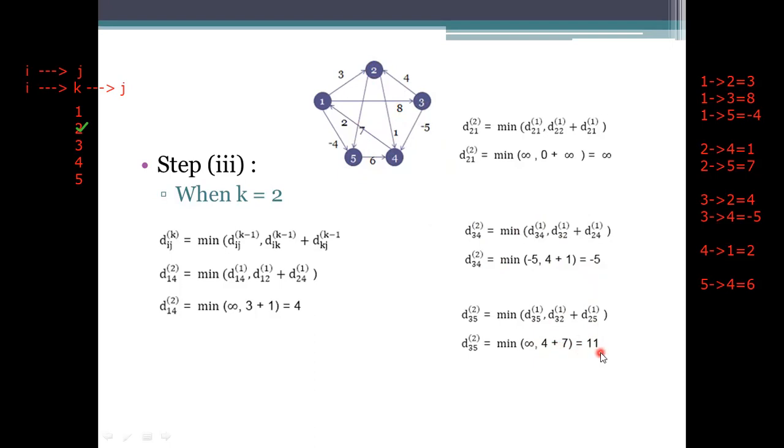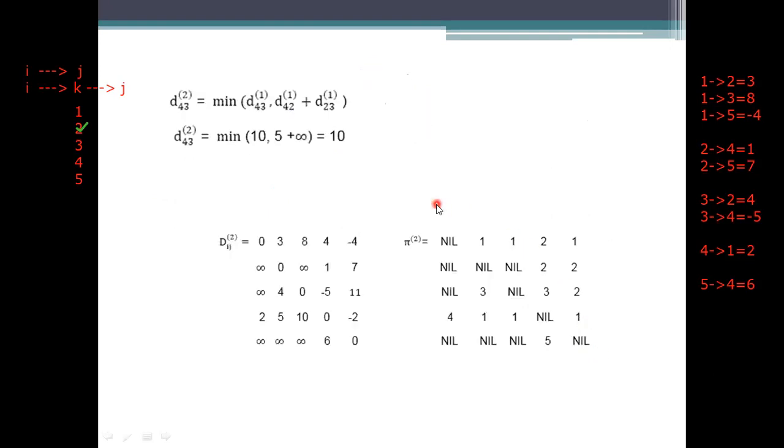The new updated value is 11. Coming to the fourth one. The fourth one here is the remaining what you are taking. As I said, the remaining values, only if there lies a path, we need to calculate. If not, there is no need to calculate for the remaining one.